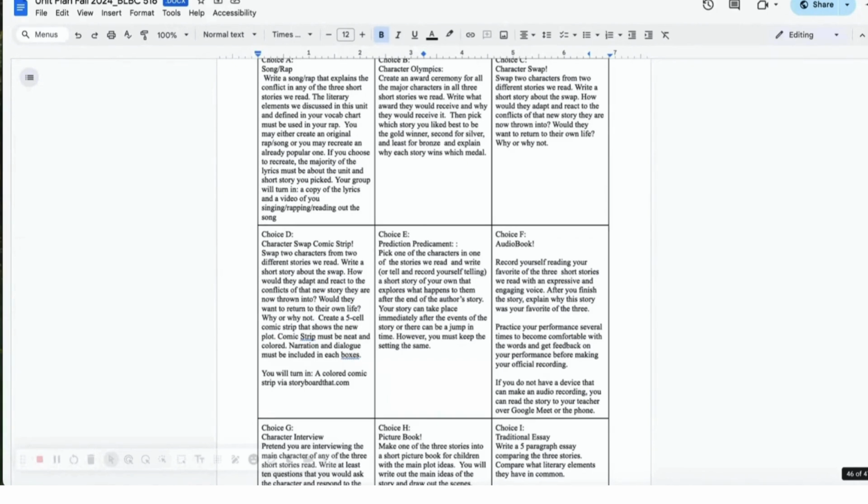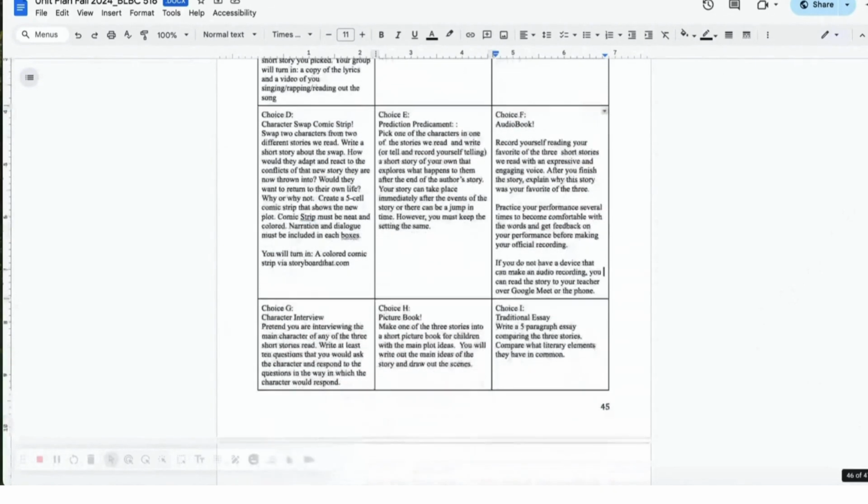The audiobook: they could record themselves reading their favorite of the 3 stories out loud, and they have to read with an expressive and engaging voice. Then at the end, they would explain why the story was their favorite of the 3. They can practice it several times until they're comfortable, and share that out. And that's one of the options as well.